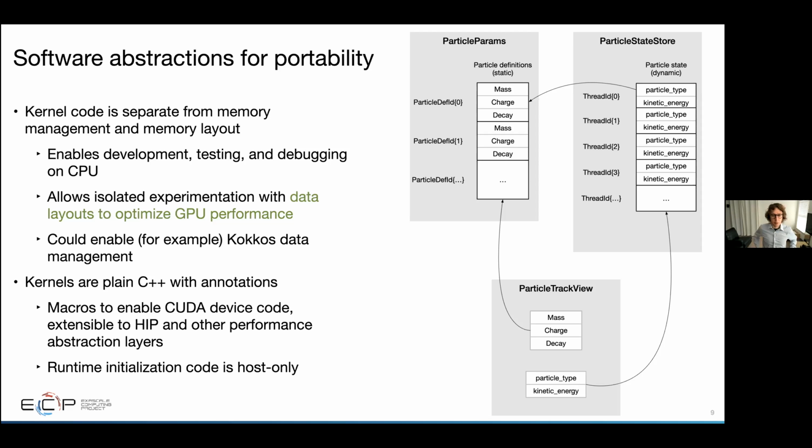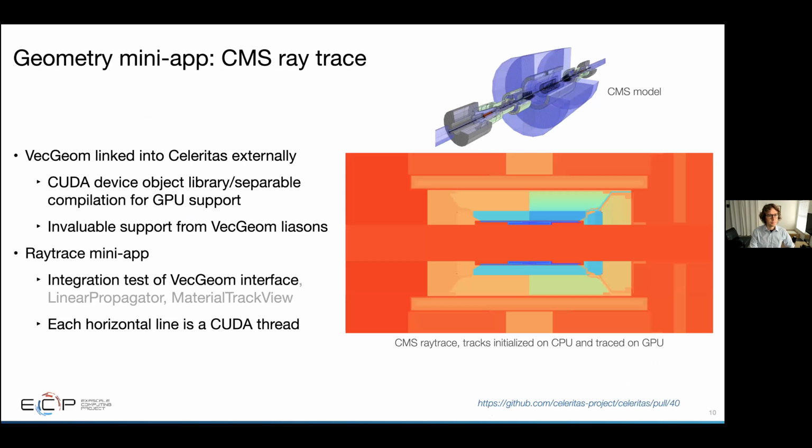And so this should give us pretty robust protection from changes to different programming languages over the years. So if we have to switch to HIP, or if we want to use Kokkos to give us performance portability, this mechanism will give us a pretty easy way of doing that.